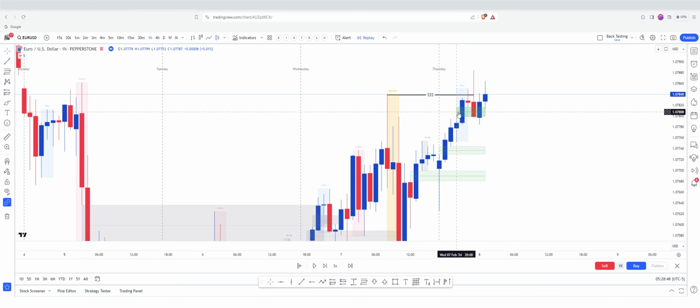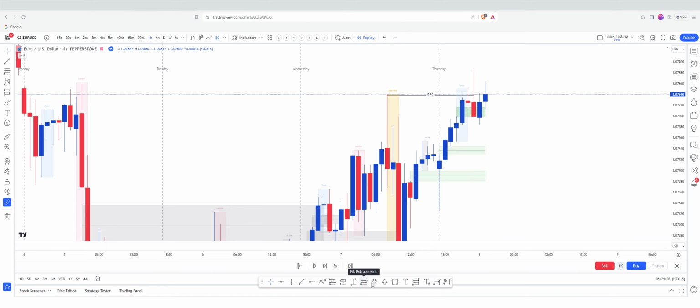If 50% is holding, then it's an indication that this is potentially a strong fair value gap and price will be rejected from it. Here we closed straight through the fair value gap, which shows me that this is potentially now an invalid fair value gap, so I'm not going to be taking this into consideration.